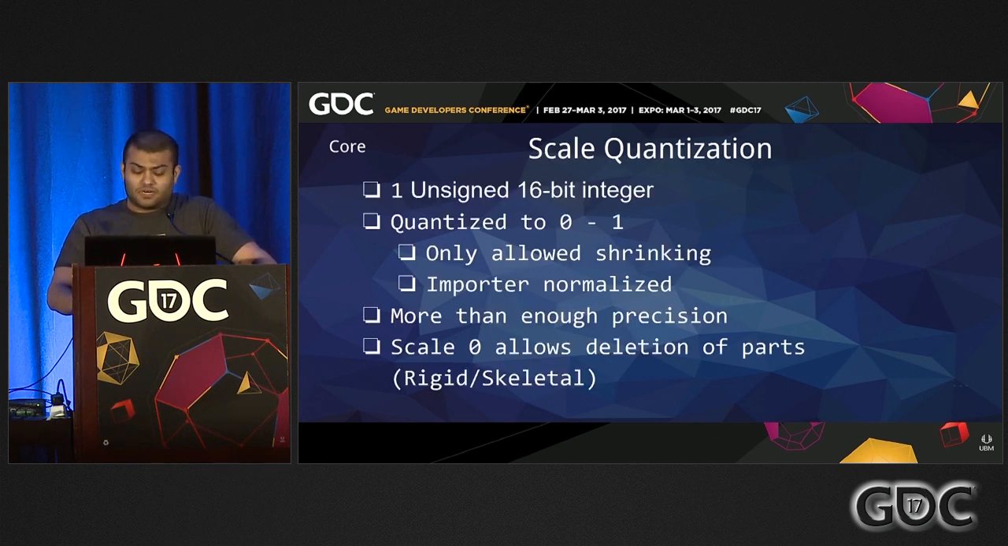Scale was very simple quantization, and this was quantized between 0 and 1. What we did is, during the import stage, the maximum scale that we could see was renormalized between 0 and 1, and the geometry was expanded so that scaling was always between 0 and 1. This allowed us to only shrink the geometry as necessary, not actually grow it, and this was quite helpful. Also, being able to scale by 0 is quite important, as that's how we deleted parts out of our actual simulation. We'll touch on that later.